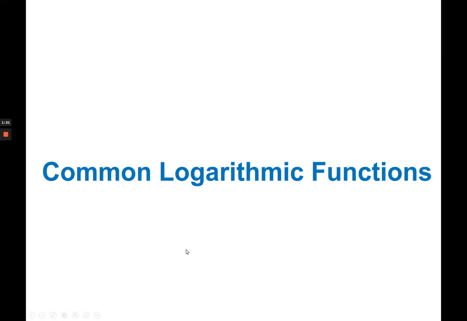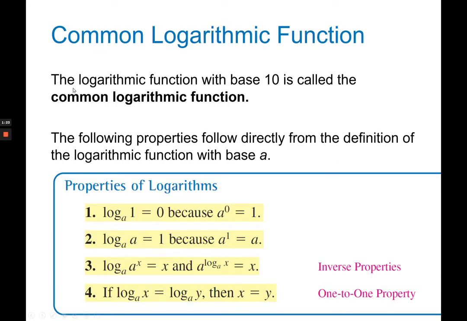Now, what is the common logarithmic function? The logarithmic function with base 10 is called the common logarithmic function. If you don't see any base, like there's no a, it means it's actually 10. Since it's just 10, and if there's no base written, it means 10, the same properties apply as for the original properties of your logarithms.